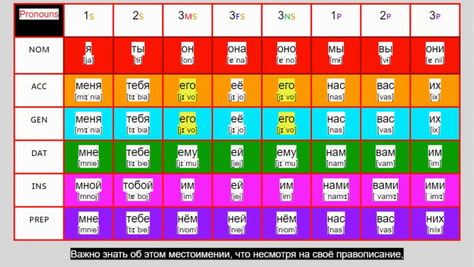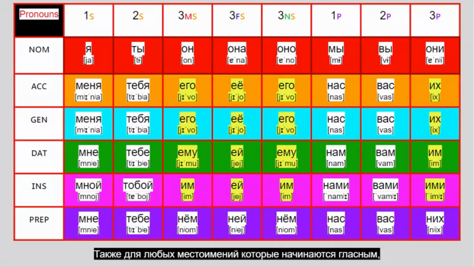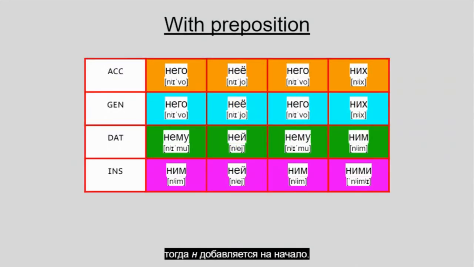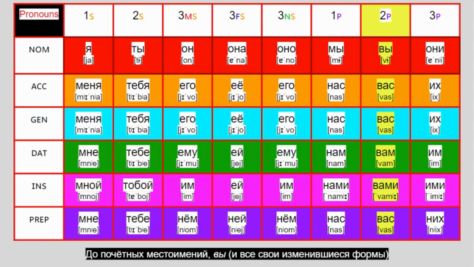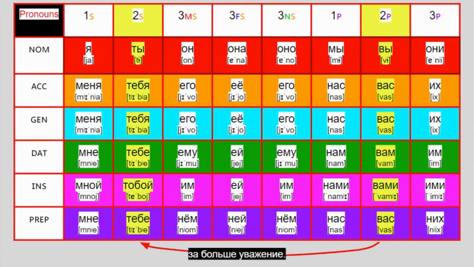Something important to know about this pronoun is that despite its spelling, it's pronounced yivo, with a v, not a g. Also, for any third-person pronouns that start with a vowel, if they're preceded by a preposition, then n gets added to the front. As far as honorific pronouns go, vy and all its inflected forms can be used as a singular pronoun in place of ty and all its inflected forms for more respect.